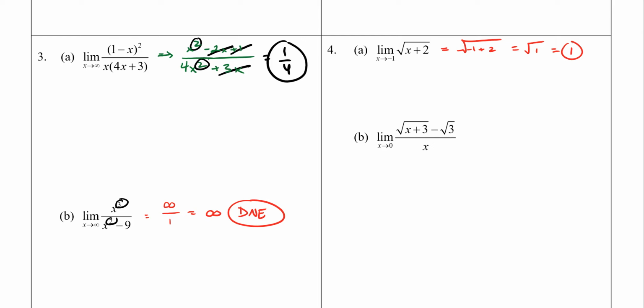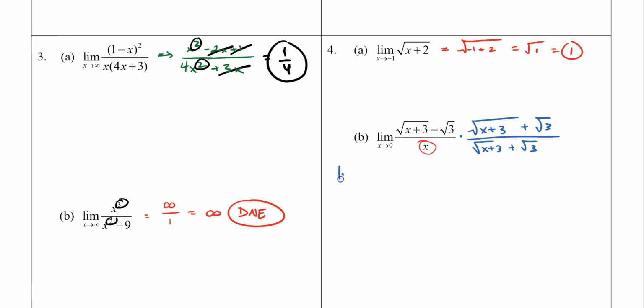Part B, limit as x approaches 0. I have an issue if x is 0 because I have an undefined solution. So instead we're going to use one of our methods, which in this case, because I have two radicals, I'm going to multiply by the conjugate, which is radical x plus 3 plus radical 3. Multiply that to the top and bottom.